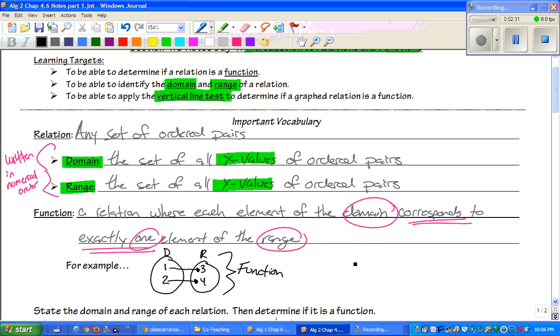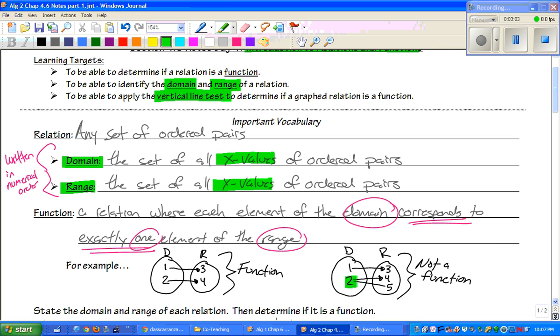That's good. But now, let's draw another one. The domain, there's the range. We've got the number 1. It goes to 3. We've got the number 2. It goes to 4. But you know what? It also goes to 5. That is not a function. Because right here, that 2 is going to 2 different numbers, and we can't have that.